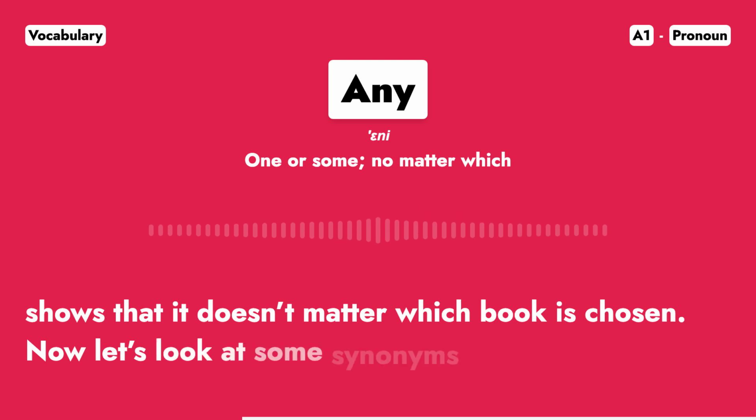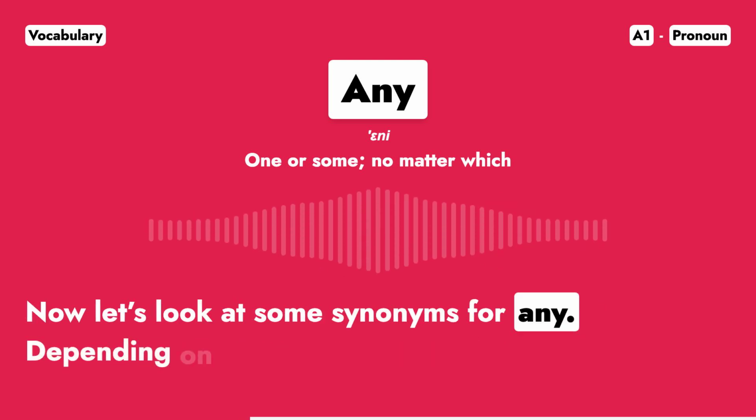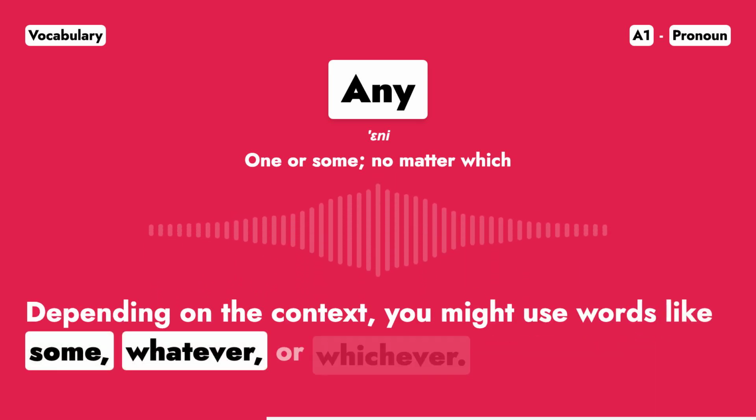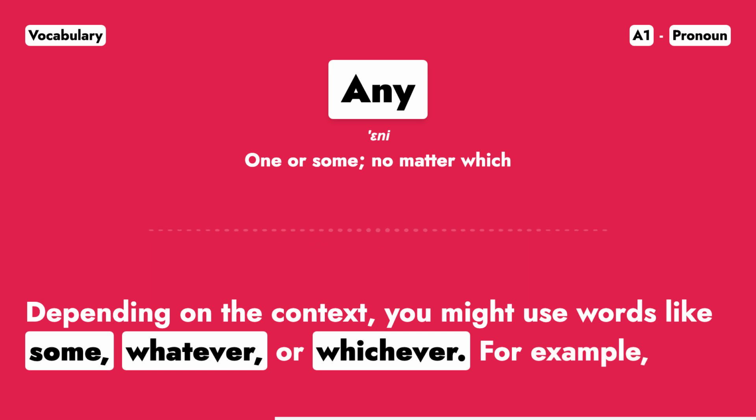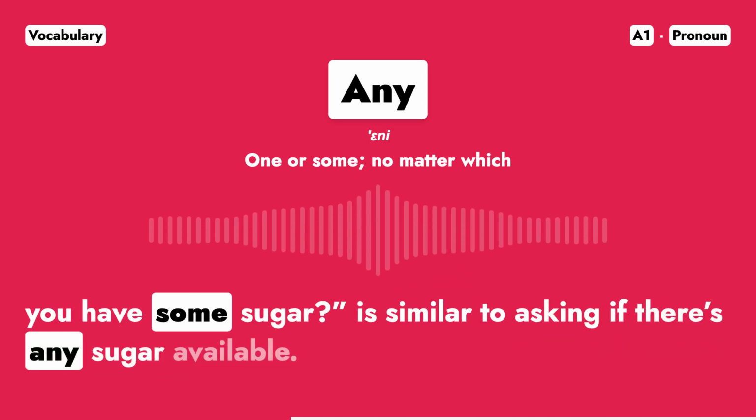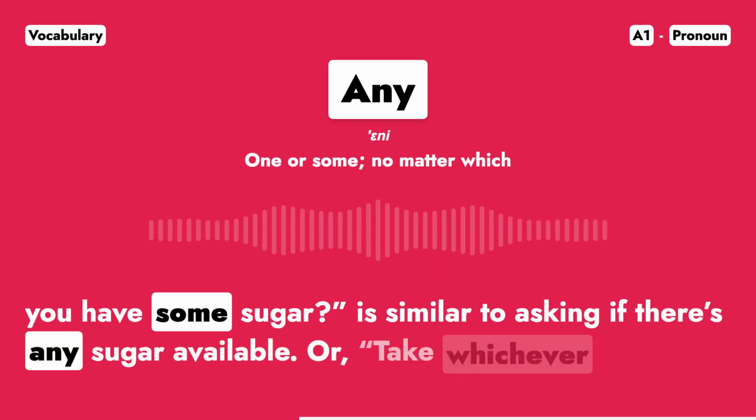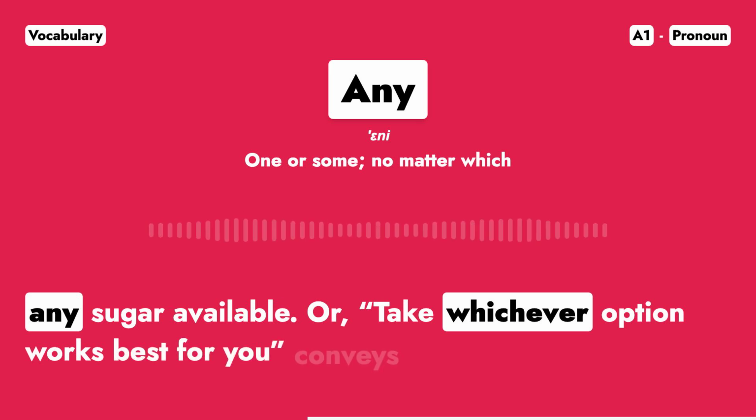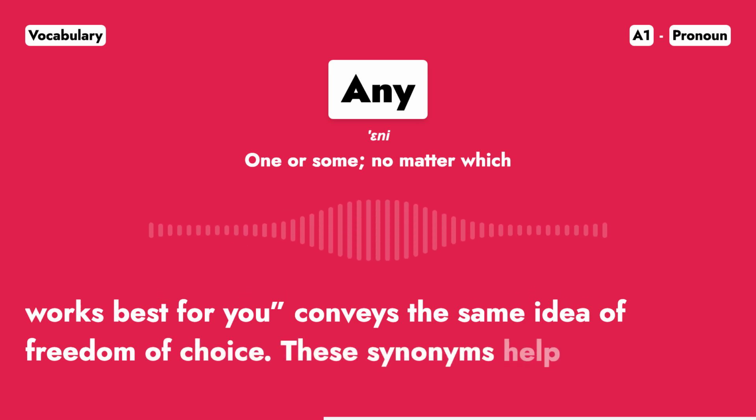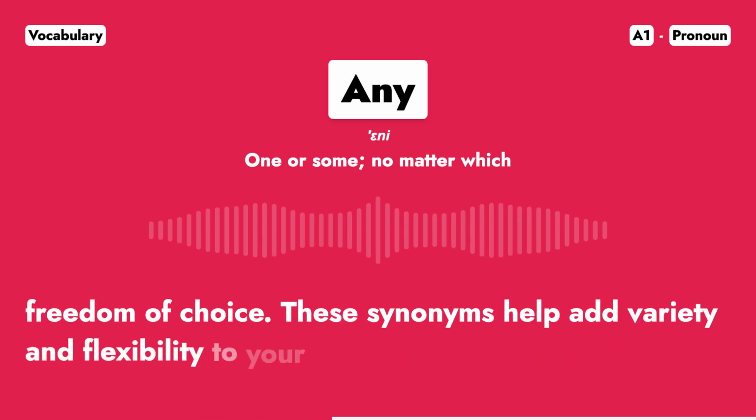Now, let's look at some synonyms for any. Depending on the context, you might use words like some, whatever, or whichever. For example, "Do you have some sugar?" is similar to asking if there's any sugar available. Or, "Take whichever option works best for you," conveys the same idea of freedom of choice. These synonyms help add variety and flexibility to your English.